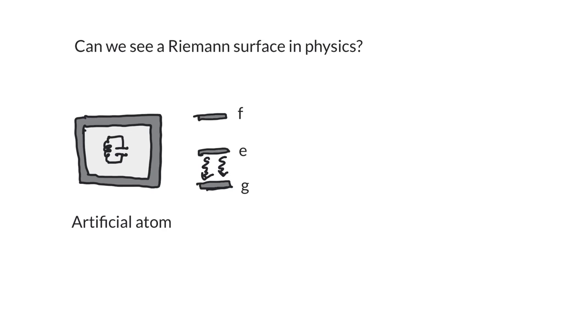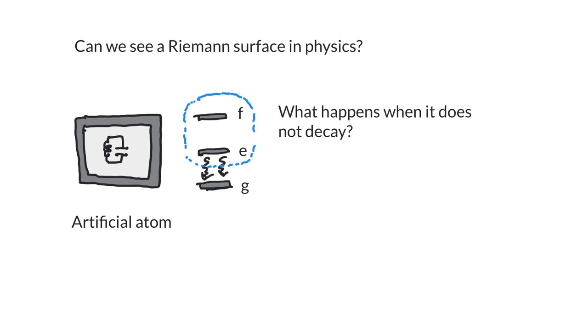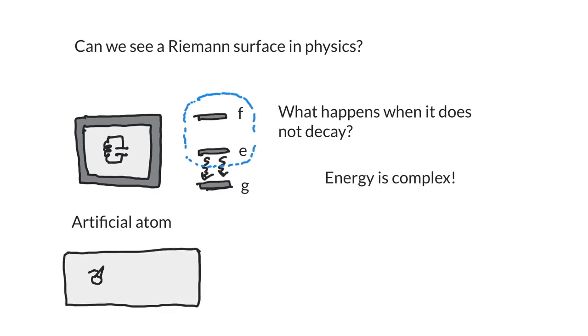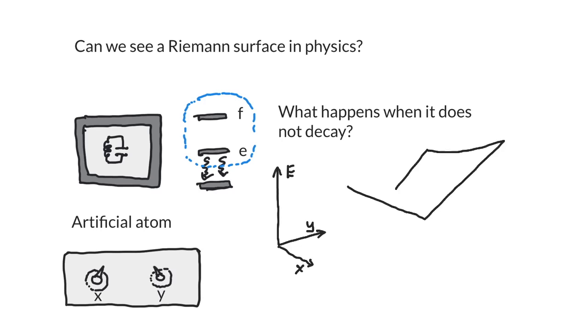Here's the surprising thing. If we set the circuit in the upper two levels and just look at what happens when it does not decay, the mere possibility of decay allows the energies to be complex. A system has two parameters that we can tune, like the real and imaginary parts of a complex number. And since the energy is complex, the energy is now described by that Riemann surface we discussed earlier.